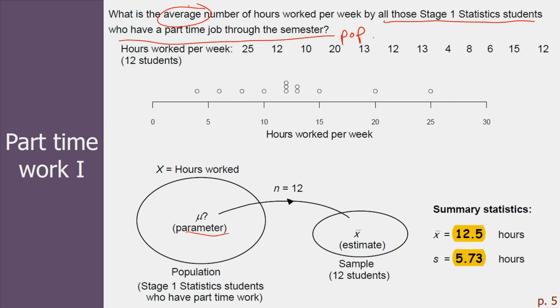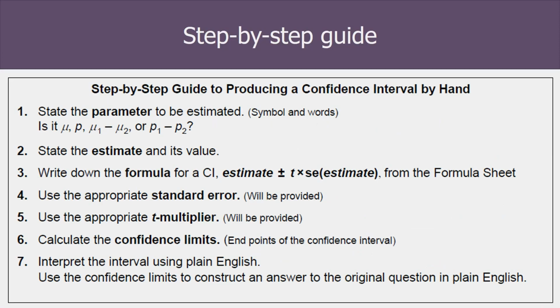So we've got our population, our measure, and the variable is the number of hours worked per week. That description in there is our parameter. We haven't got access to everyone, and in this case we have a sample of 12. From that sample of 12, we've got an estimate for the mean, 12.5. So that would sit here. And we've got an estimate for the standard deviation as well. You need both of those numbers, the mean and the standard deviation, to be able to do the rest of it.